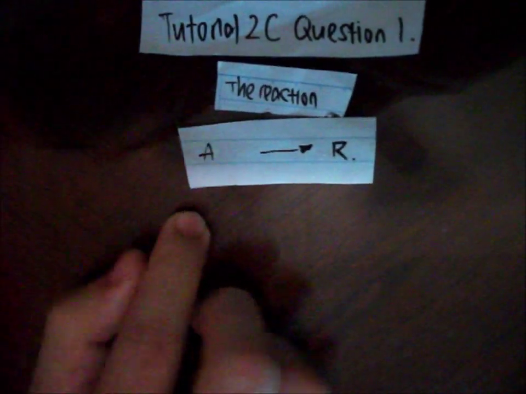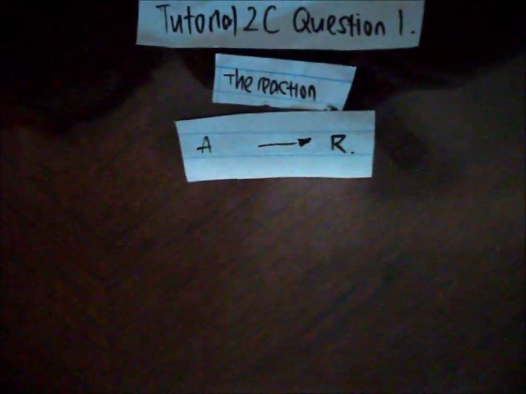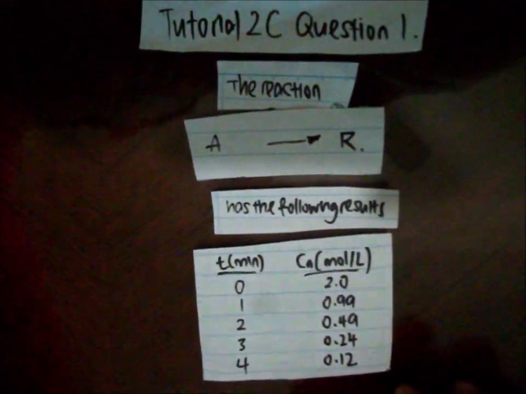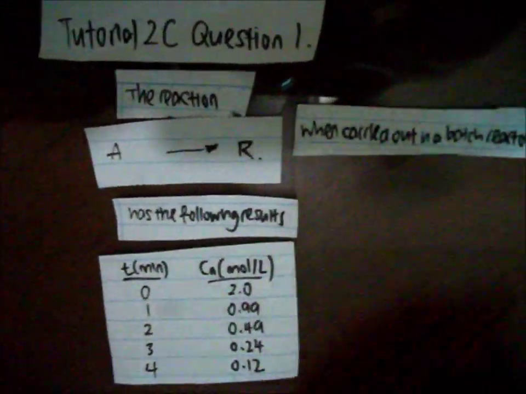Hi, I'm Yong Shen, and today I will be talking about question 1 of tutorial 2C. The question has a reaction of reactant A forming product R. The reaction has the following result of the respective concentration of A within 4 minutes, and it is carried out inside a batch reactor.